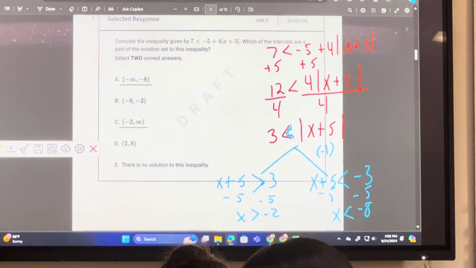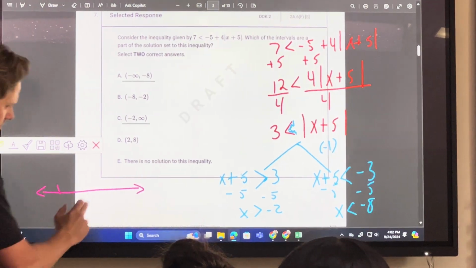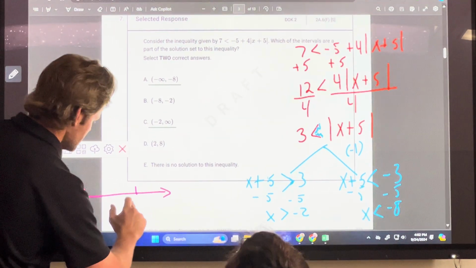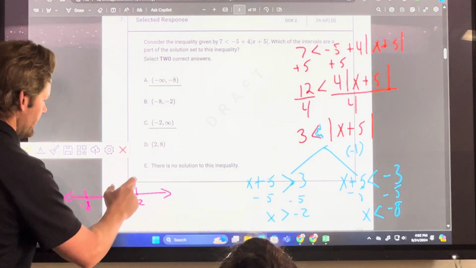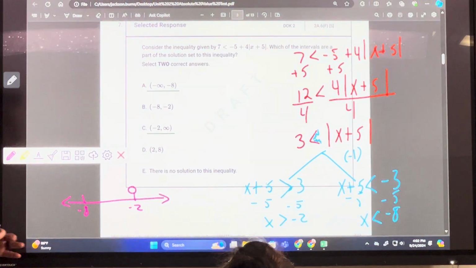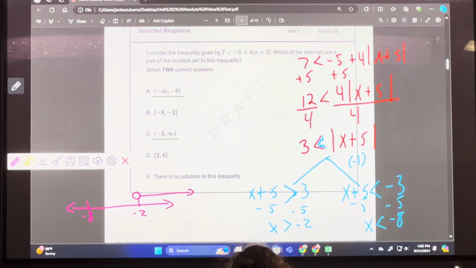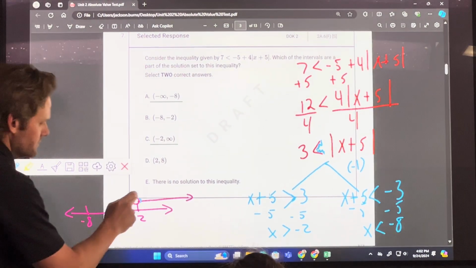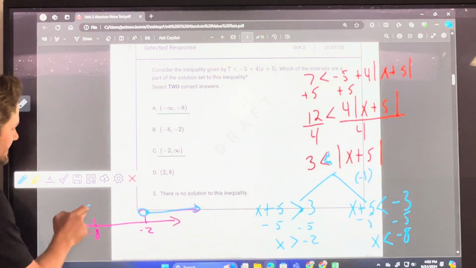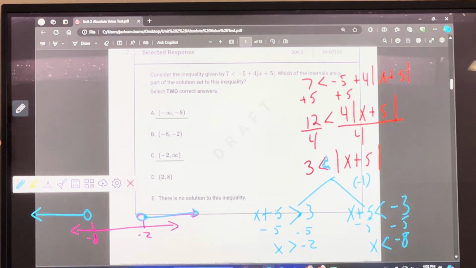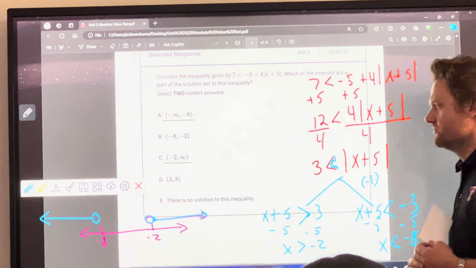So again, if I were to look at this on a number line, I'll do that in pink. I'll have my -2, -8. I'll have an open circle. X is going to be greater than -2, so I head to the right. Let's do the lines in blue. I see x is less than -8, so I'm headed to my smaller numbers, toward -infinity.